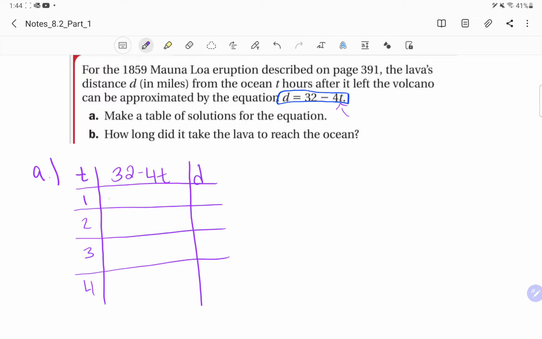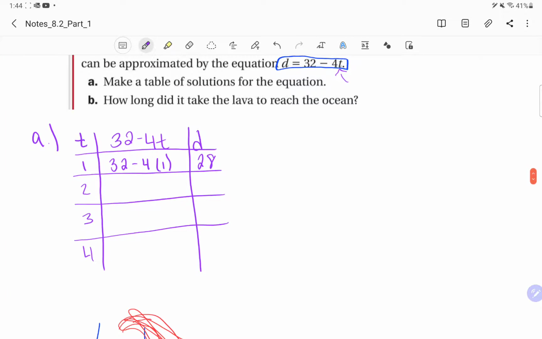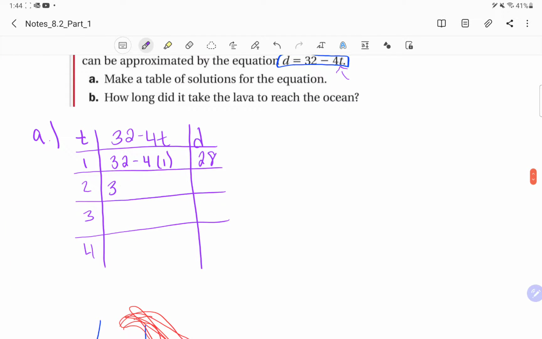So for the first one, I'm going to take 32 minus 4 times 1. The T gets replaced with the 1. So 32 minus 4 times 1 is 4. So what is 32 minus 4? That's 28. Okay, then you're going to repeat this with the second one. 32 minus 4 times 2. That becomes 32 minus 8, which is 24. Keep going.